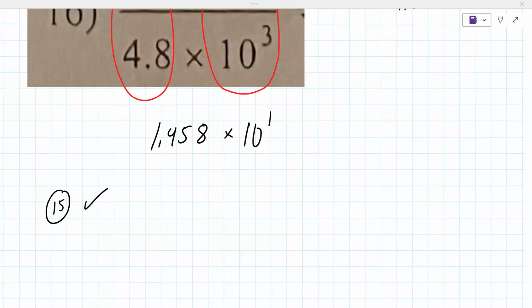Okay, there it is. Oh, well, absolute value. We did absolute value.